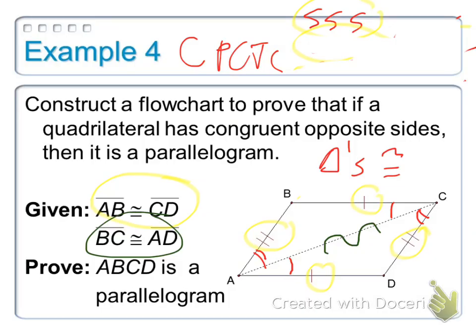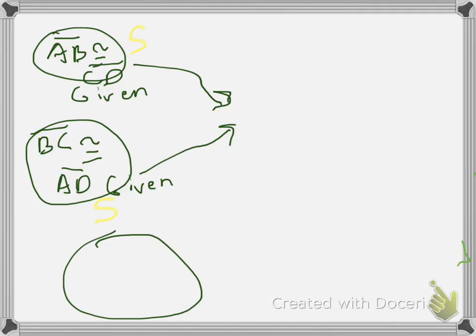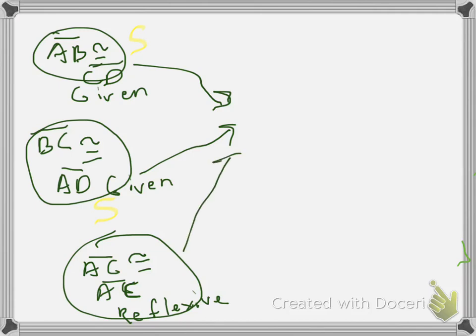AC is congruent to itself. So we can say AC is congruent to AC. And why is that true? Because that's a reflexive. The reflexive property of segment congruence, if you like. So it's reflexive. And so that gives us another S. So we can make a bubble here.